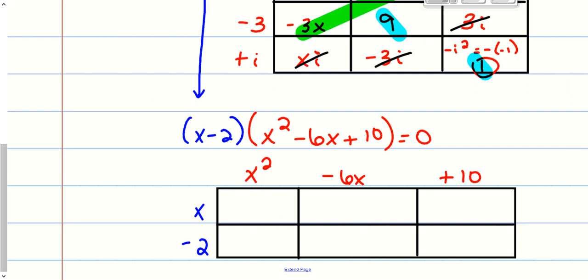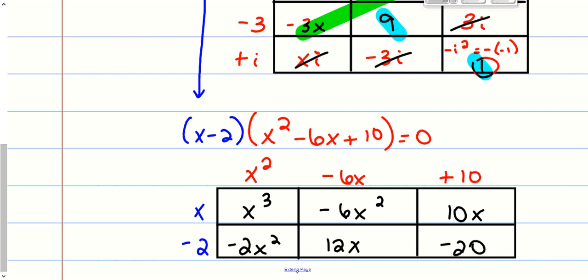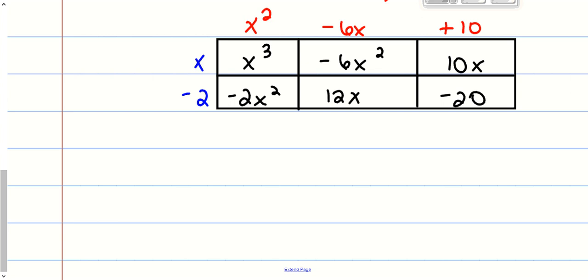So now you will have x cubed. x times negative 6 is negative 6x squared. x times 10 is 10x. Negative 2 and x squared is negative 2x squared. Negative 2 and negative 6x is going to give you 12x. Negative 2 times 10 is negative 20. So write your answers from that.